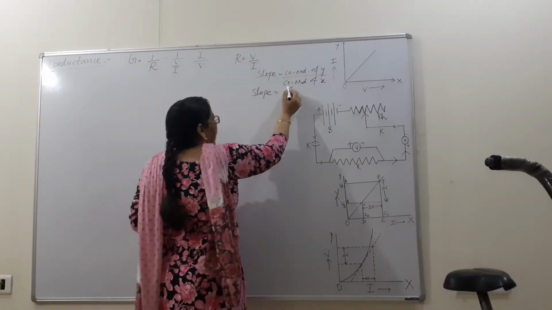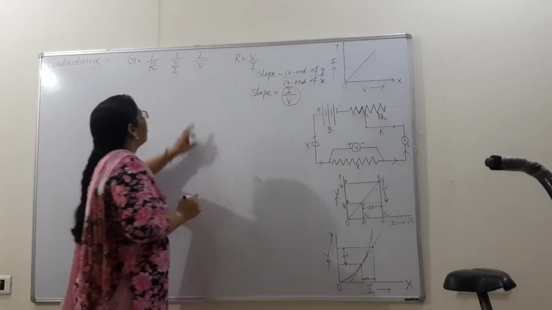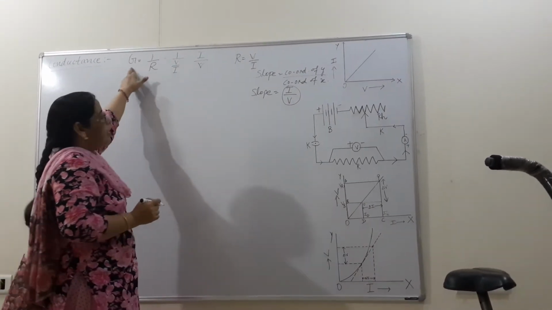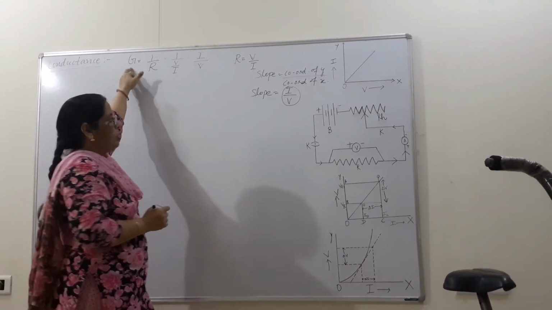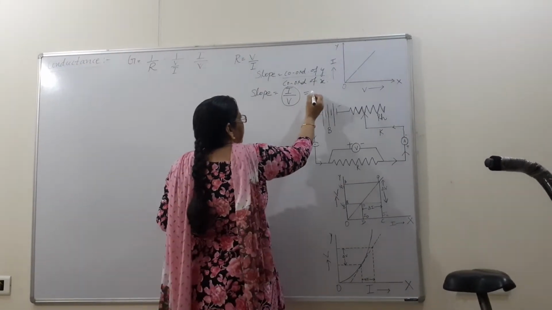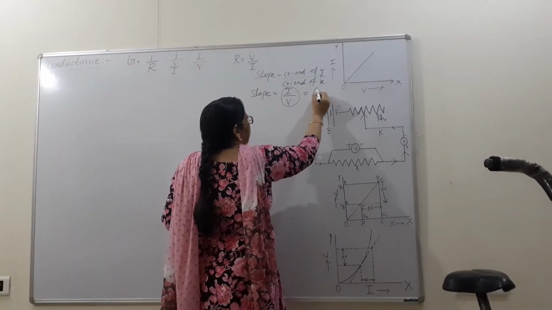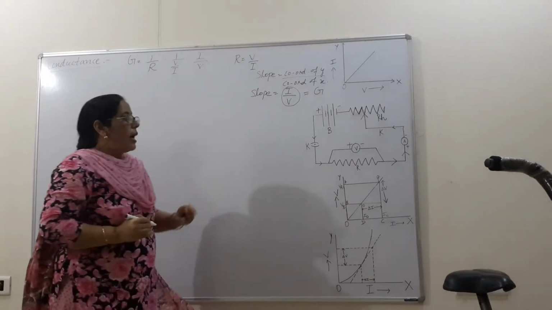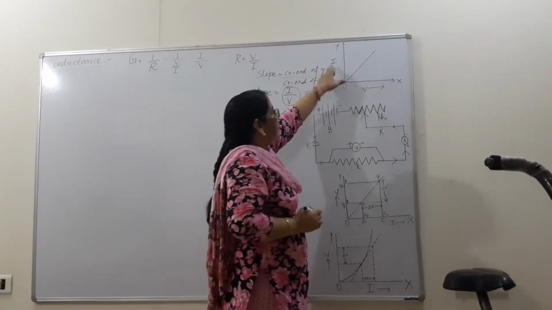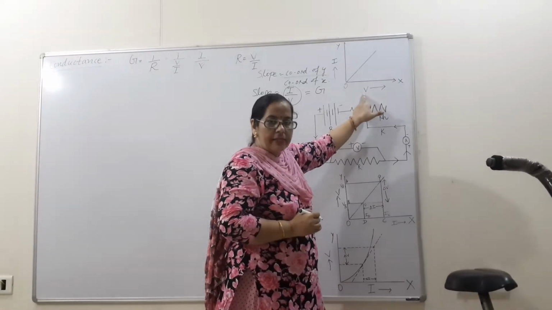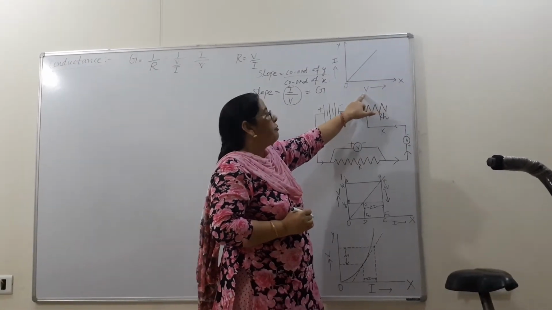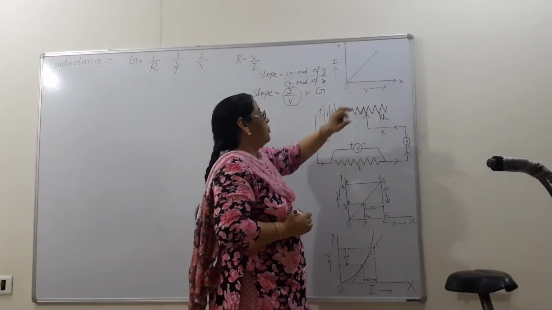Now what is I divided by V beta? From here please see, it is equal to G, or it is equal to conductance. So the slope of the IV graph gives us conductance. That is a 1 mark question they can ask you.